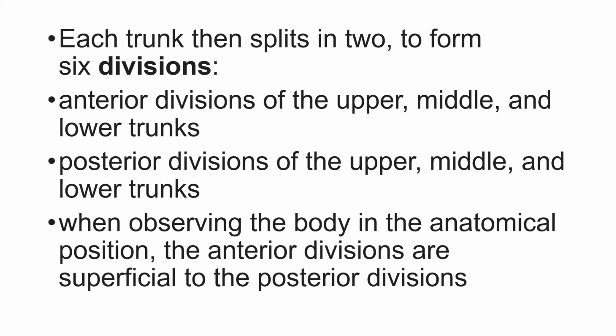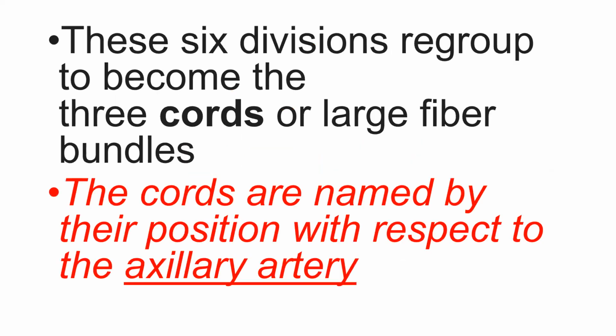The anterior divisions of the upper, middle, and lower trunks, and you have the posterior divisions of the upper, middle, and lower trunks. When observing the body in the anatomical position, the anterior divisions are superficial to the posterior divisions. The cords. These 6 divisions regroup to become 3 cords or large fiber bundles.